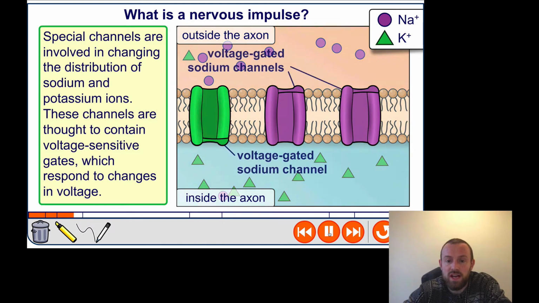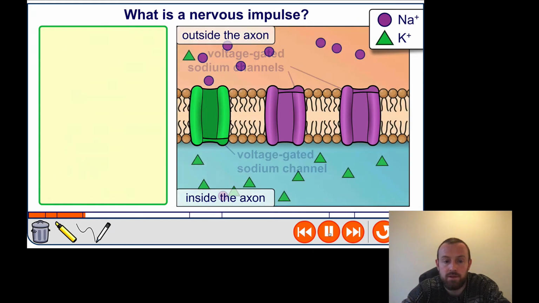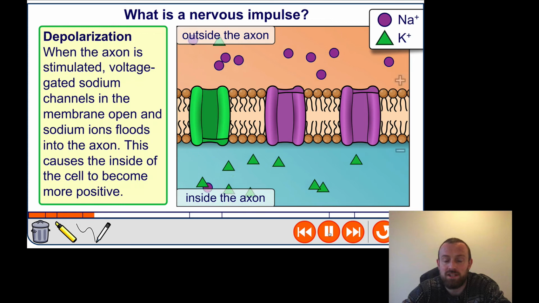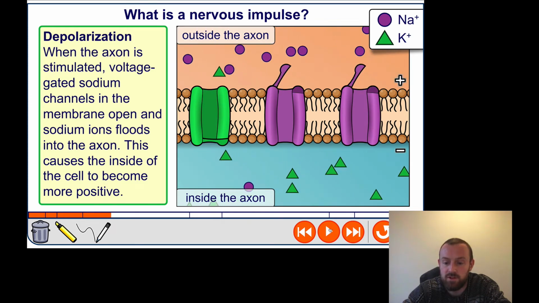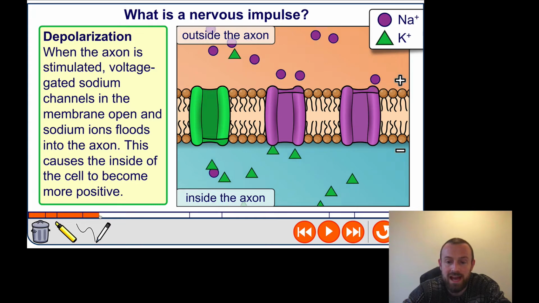So there are special channels that are called voltage-gated channels. Okay, this is a new form of ion channel that we haven't met before. Now these voltage-gated channels, they will open or close depending on the membrane potential of the membrane around them. So let's look at what happens. When depolarization happens, when the membrane potential gets to that critical threshold value of -50, voltage-gated channels open.